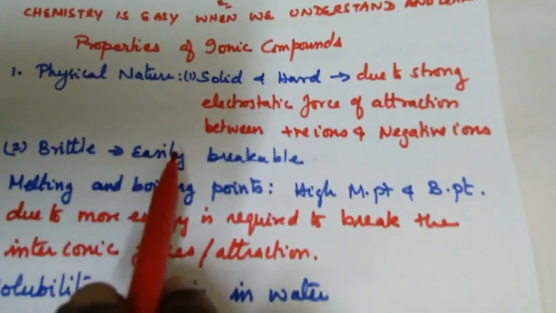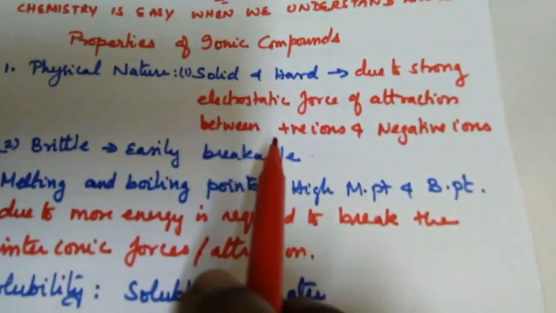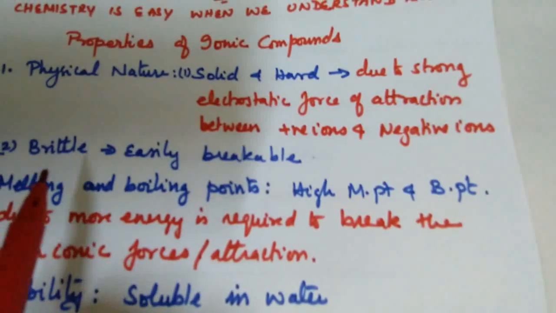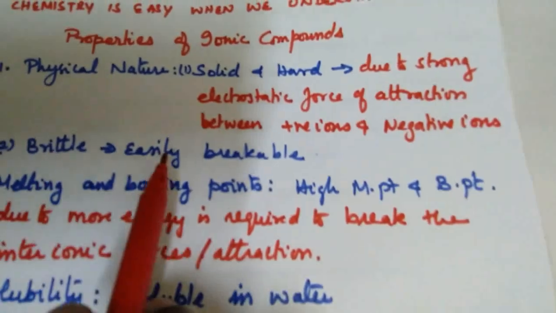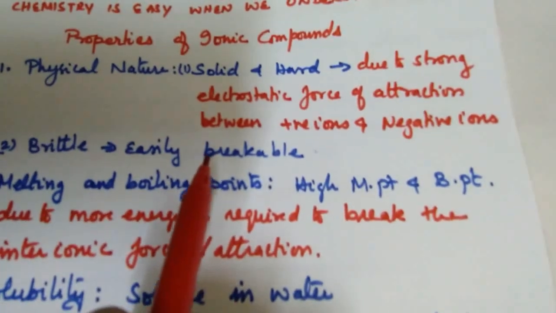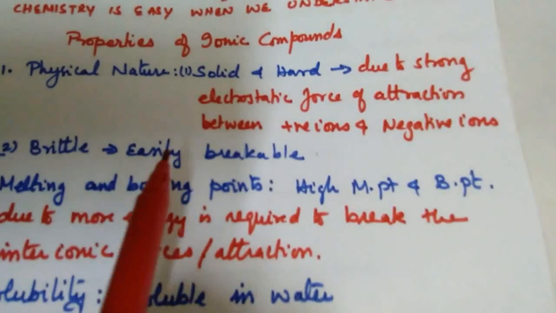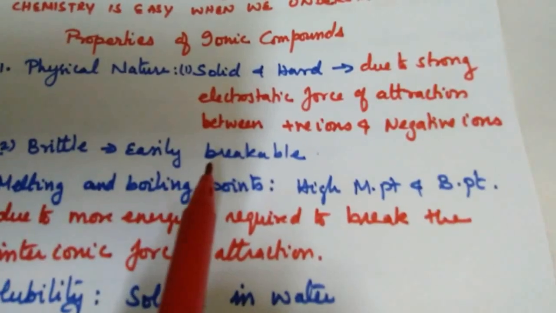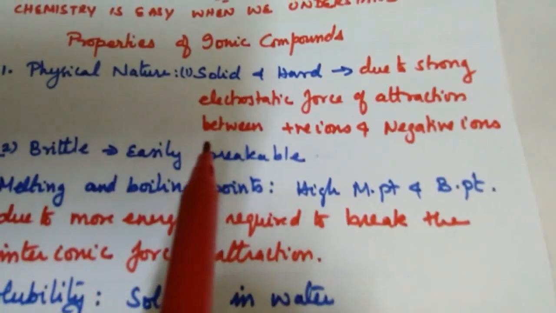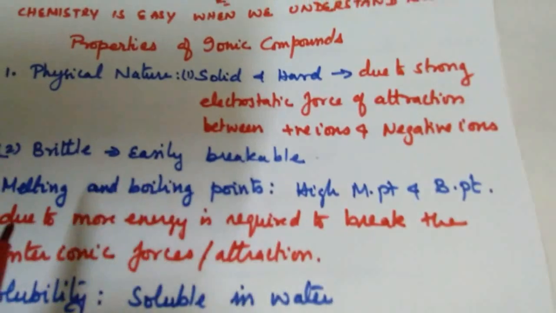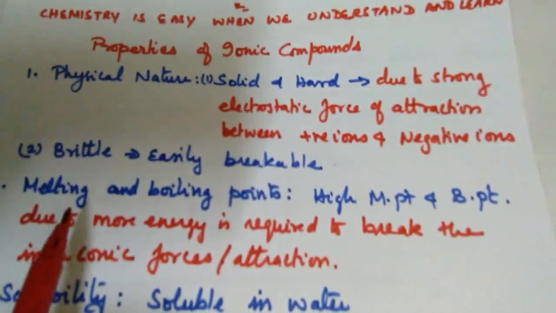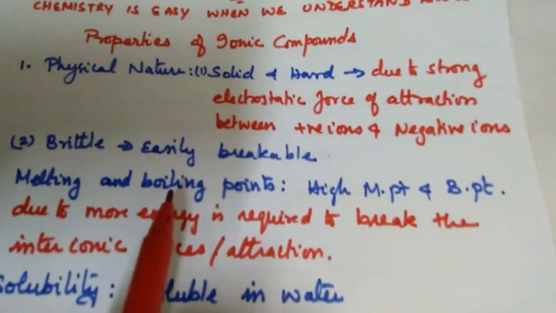Then brittle and easily breakable. Yes, we know that any hard substance comes along with brittleness. Brittleness is easily breakable. They get broken easily. They are very hard, but once they are hit with more than their force, they break. Okay, they do not deform and all. They break directly.